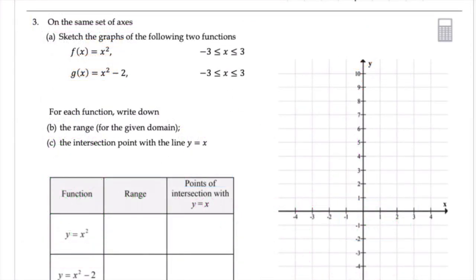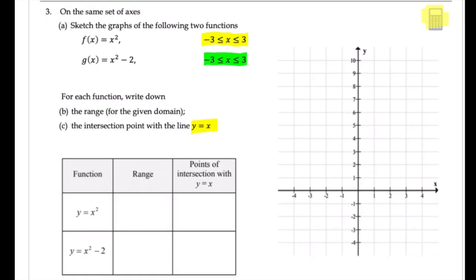We have on the same set of axes, sketch the graphs of the following functions. We have f of x, x squared, and g of x, x squared minus 2. They gave us restrictions. For each function, write down the range for the given domain, and we want to look at the intersection point with the line y equals x. So again, I noticed that this is a calculator question. All I need to do is input this into my calculator to plot the points of f of x and of g of x.